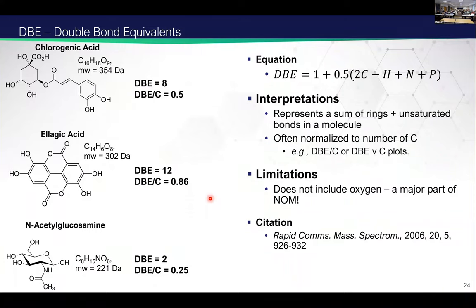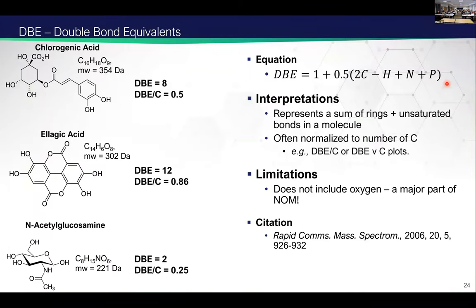But then we've got other equations. All of that so far was just about the ratio of hydrogens to carbons and oxygens to carbons. Double bond equivalence, DBE, you've probably all heard of this. It's been around forever. The equation I'm showing up here, and the next few slides, have these useful summaries in my mind. You can see the equation here factors in the number of carbons, hydrogens, nitrogens, and phosphorus. It doesn't include the number of oxygens.